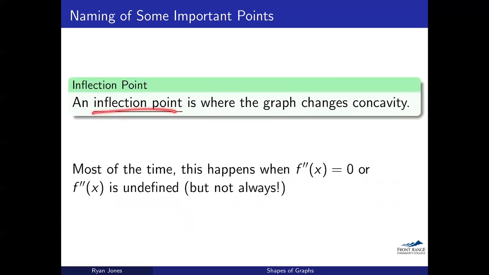An inflection point, so that's the name, inflection point, that's what I'm calling that point, is where a graph changes concavity. Now, let me be very clear. A lot of the time, most of the time, that's when f double prime, the second derivative, is equal to 0 or undefined. But it does not have to be. An inflection point does not have to occur when the second derivative is equal to 0 or undefined. It generally does, but it does not have to. The exact definition of an inflection point is where the graph changes concavity.